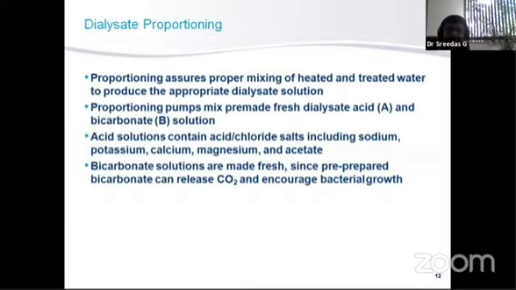I mentioned earlier about the solution A and B. Solution A contains acid, chloride salts, including sodium, potassium, calcium, magnesium, and acetate. For the bicarbonate solution, we have the powder that we have to mix and subject to the machine in a can, or we have the buyback system now where the dry powder can directly be attached to the machine. You can't make a prepared bicarbonate and keep it, because it releases carbon dioxide that can encourage bacterial growth.